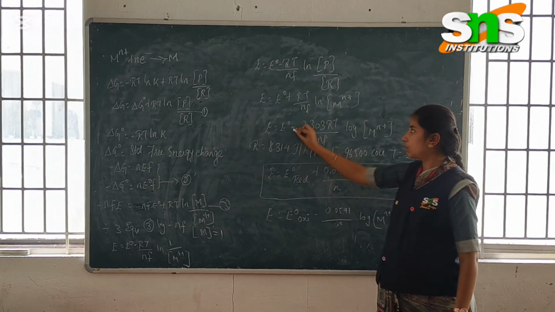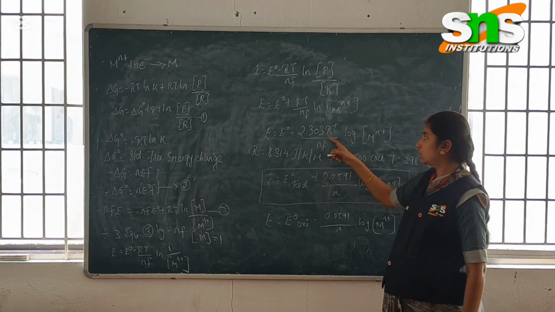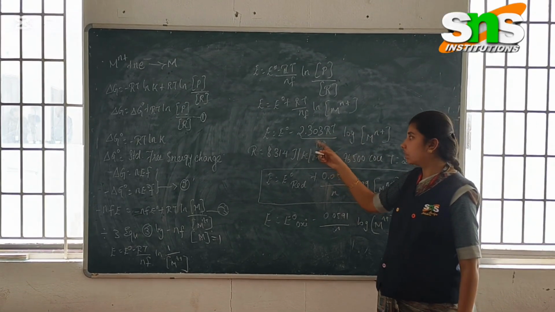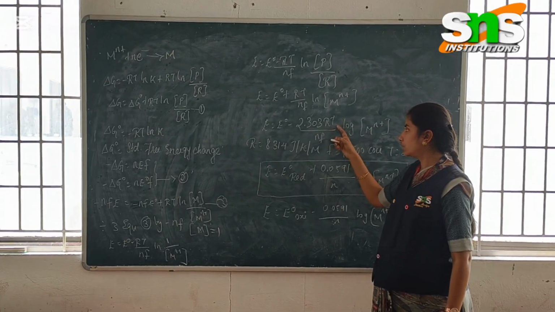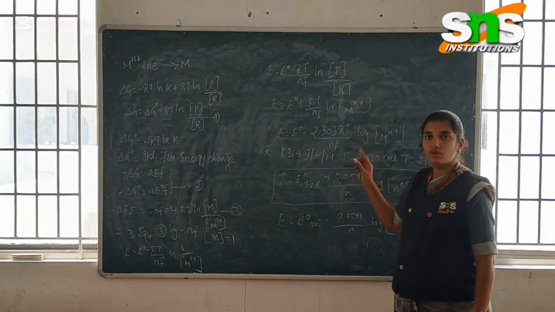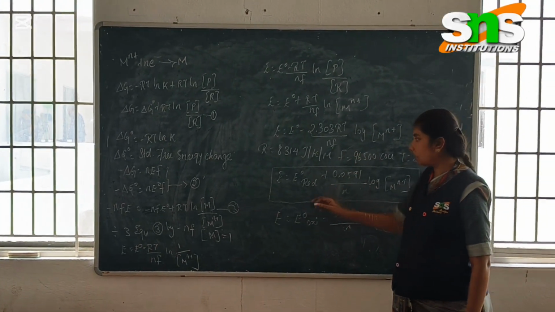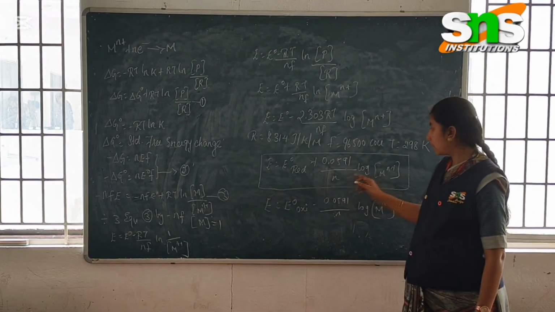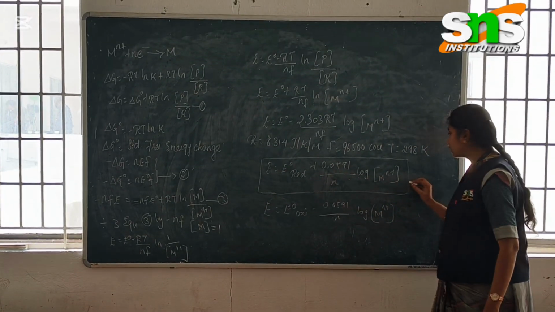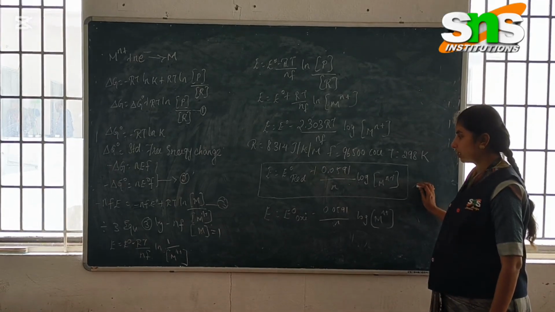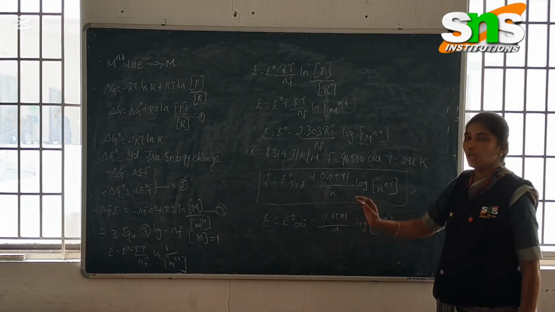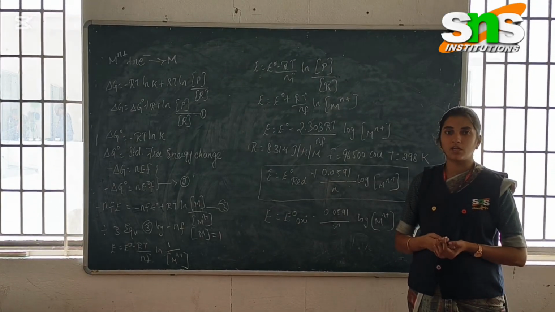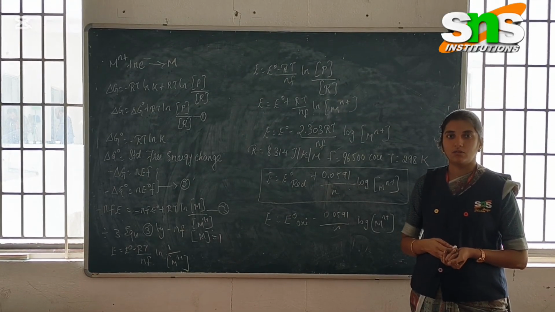So E equals E naught minus 2.303 RT by nF log of Mn+. By substituting the values of R and F, we get the final answer for reduction: E equals E naught plus 0.0591 by n log of Mn+. With these values for reduction and oxidation, we have found the Nernst equation, and how the reduction and oxidation potentials can be derived from it. Thank you.